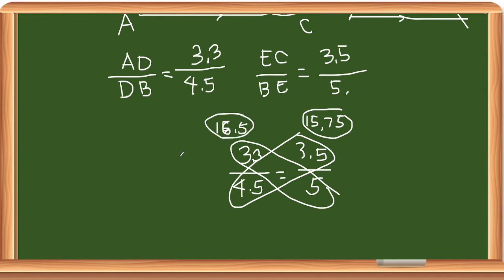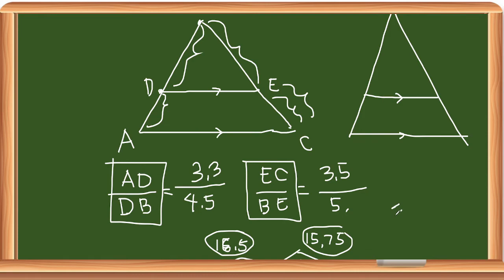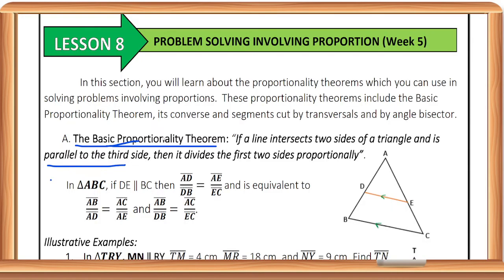So pero in reality, kaya ko lang pinapagawa sa inyo yan, para malaman ninyo that AD over DB must be equal to the ratio of EC over BE. Yun yung basic proportionality theorem in a triangle. It's okay na magkaroon ng konting diferensya kasi tao lang tayo, hindi natin exactly makikita yung exact measurement nito kasi yung ruler ay hindi naman talaga saktong pumupunta dun sa point ng mini-measure mo. Anyway, so that's it.